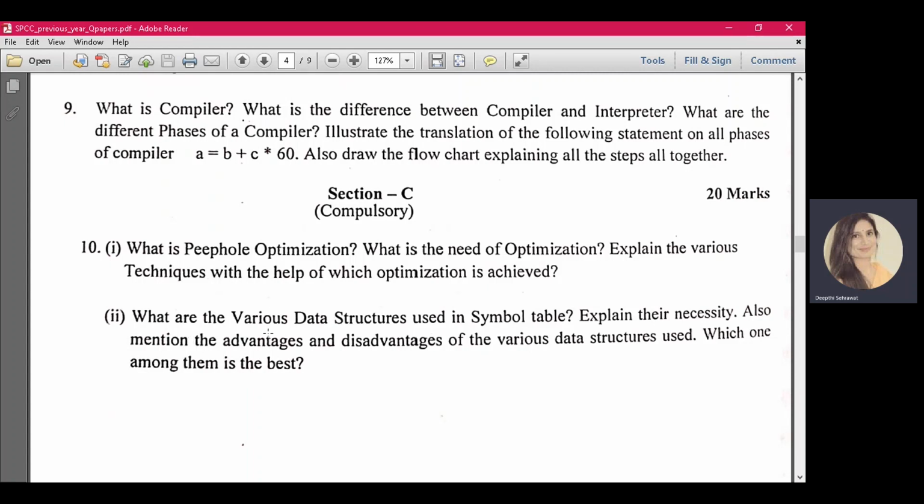And then the second part is you need to explain the various data structures used in symbol table. Again, there are 4 to 5 data structures being used or explained in this given question in the syllabus. And then you have to explain their necessity, and you have to also explain the advantages and disadvantages of the given data structures and which one of them is best. So be careful about all the subparts. You need to answer all of them very nicely.